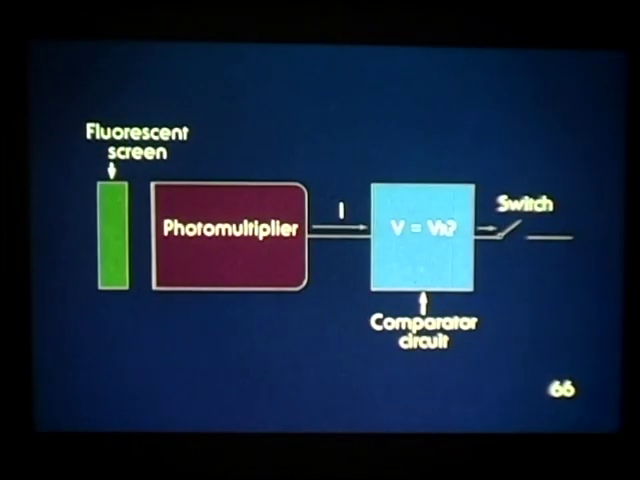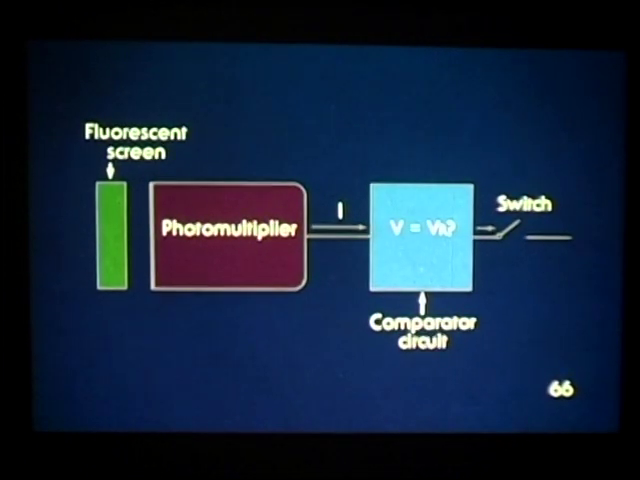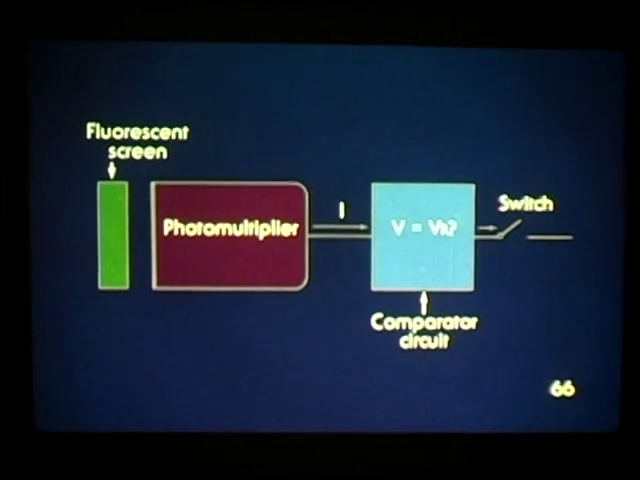Number 66. The current from the photomultiplier then goes to the comparator, as previously discussed. The comparator opens an exposure switch when the voltage reaches a reference level set by the manufacturer. The main point to remember is that the AEC system is designed to stop the exposure when enough X-rays have passed through the patient.